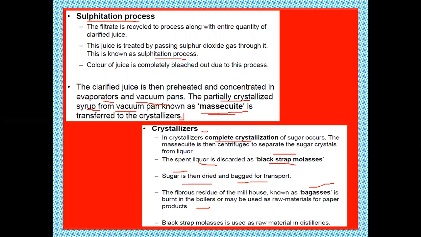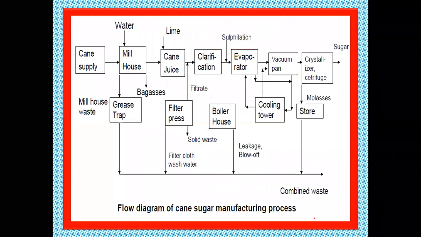paper products. Blackstrap molasses is used as a raw material in distilleries. So the by-product that comes out, blackstrap molasses, is used by industries as a raw material. So what are sugar industries doing? They are selling two waste materials. One is bagasse for paper manufacture, the other is blackstrap molasses for distillery industries. So like this the manufacturing process goes on.